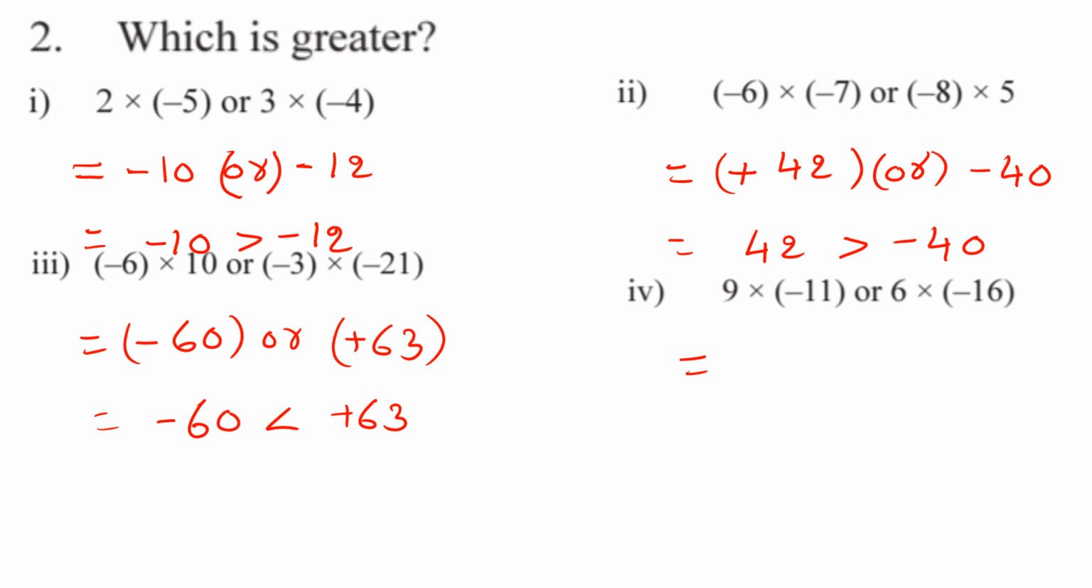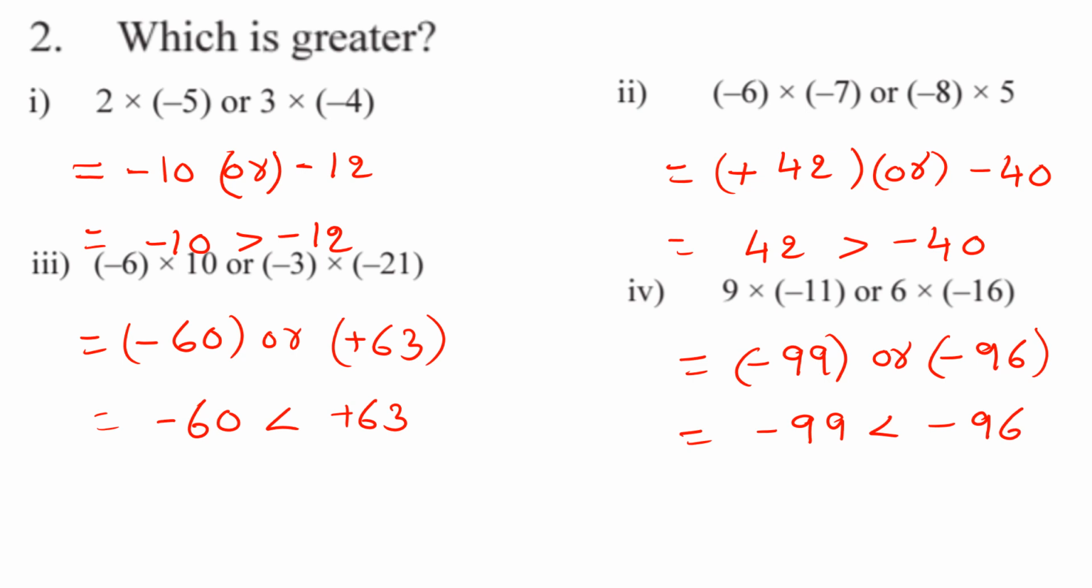9 into minus 11 should be minus 99, and 16 6s are 96, plus into minus, is minus 96. Here we easily understand that these two are negatives only. In this one, minus 96 is more, right? So minus 99 is less than minus 96. Okay, let's see the last question in this.